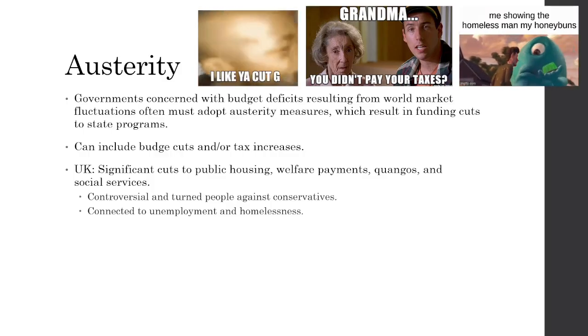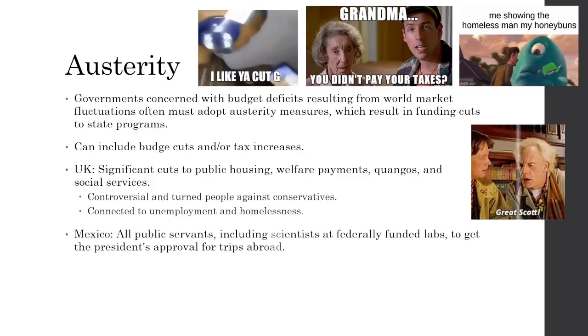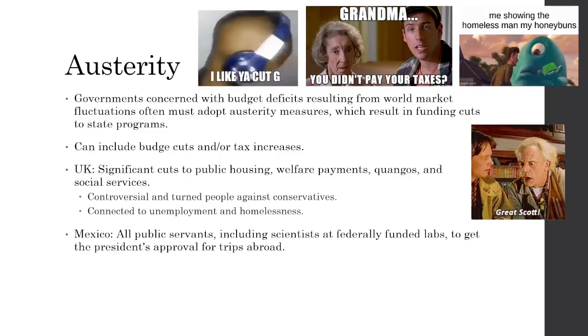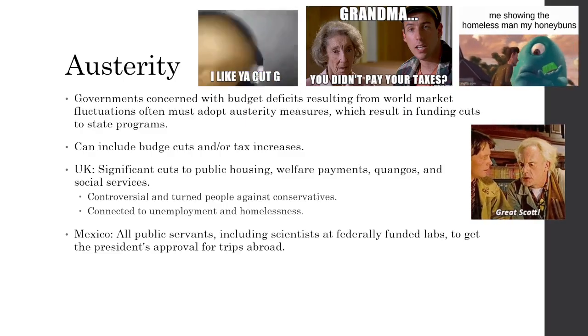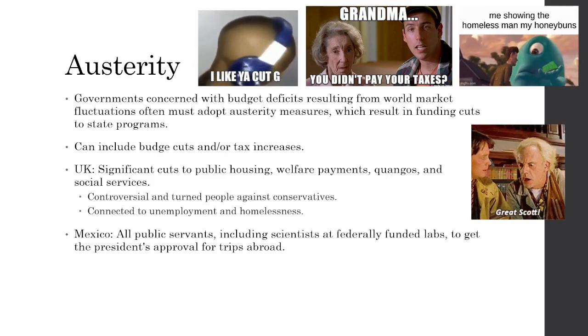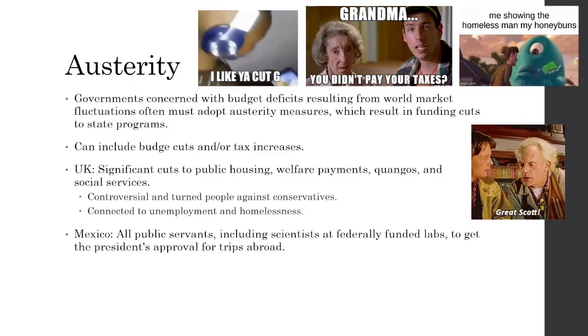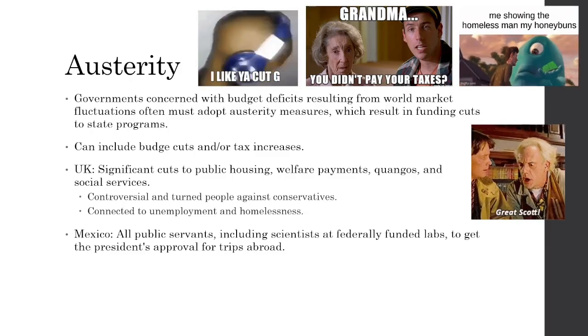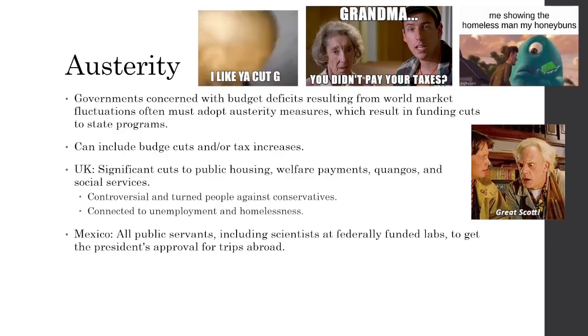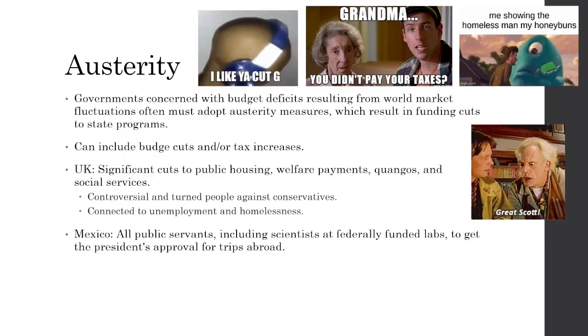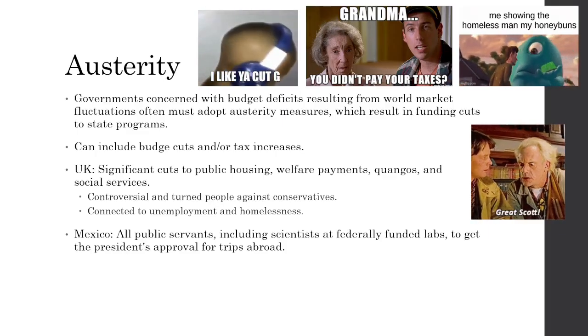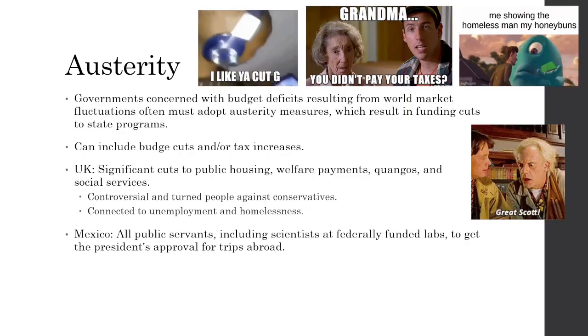And cuts to public housing have been linked to unemployment and homelessness. Welfare payments have been linked to decreased access to food and other necessary resources. In Mexico, all public servants, including scientists at federally funded labs, are required to get the president's approval for paid trips abroad. So, since they are public servants, they have to get public approval, essentially, to take trips abroad that are considered part of their service, which means they have to be paid for by the government. So the government's trying to cut spending on these trips by having to approve all of these measures.